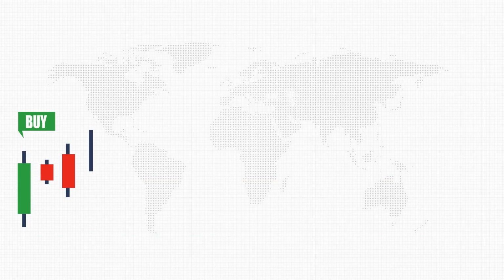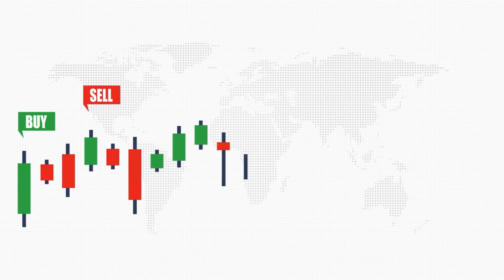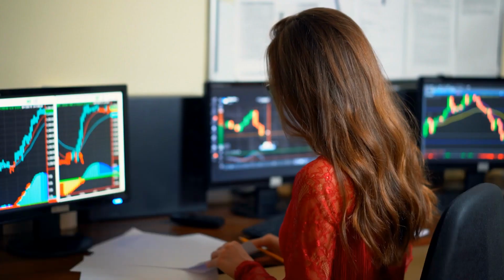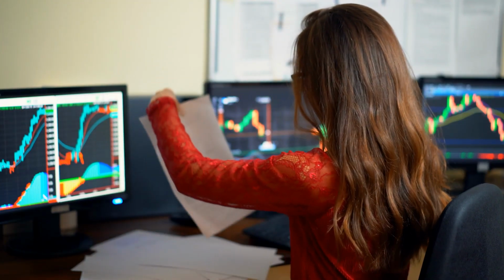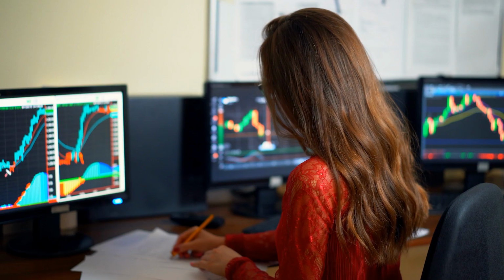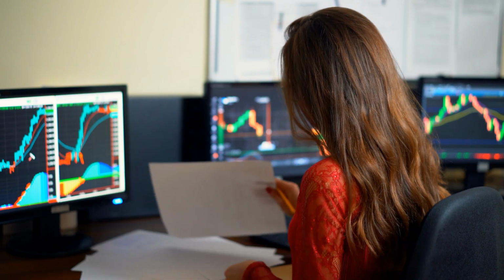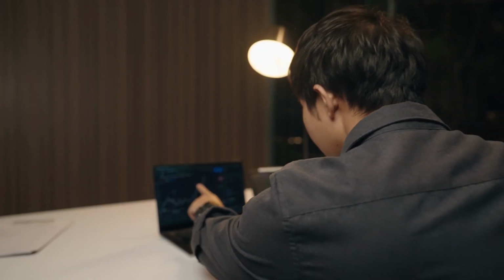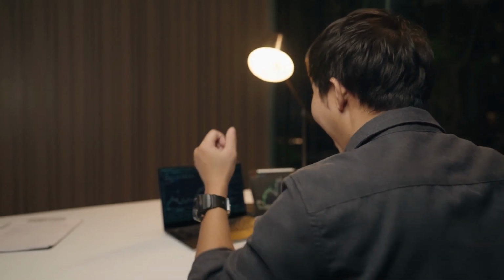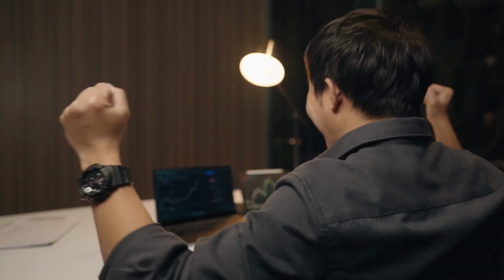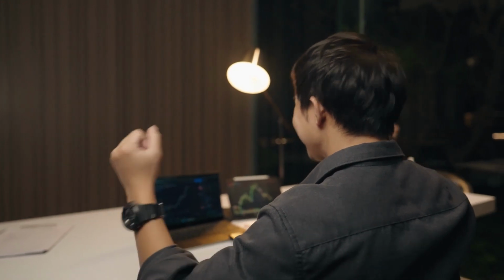A candlestick pattern is a price movement that is shown graphically on a candlestick chart. In technical analysis, candlestick patterns are used to predict future price movements based on the current chart trend. Do you want to know what is the best candlestick pattern indicator in TradingView? Watch this video till the end to find out the answer.